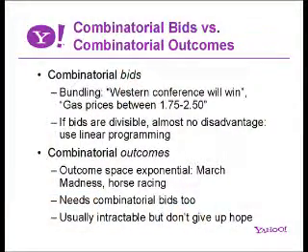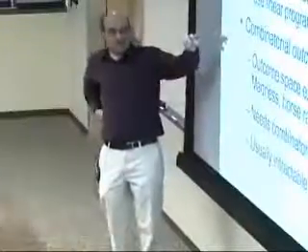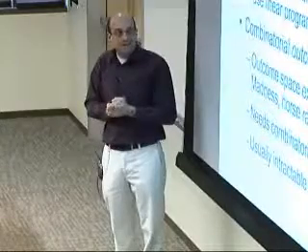I'll just make a distinction between combinatorial bids and combinatorial outcomes. Combinatorial bids, all that means is bundling outcomes together. So, for example, I want to bet that a Western Conference team will win. Instead of buying 15 different things, let's say in the NBA, I think there's 15 different Western Conference teams, instead of buying each one individually, I buy them all in a bundle, all at once.